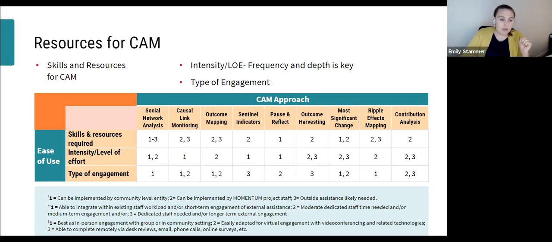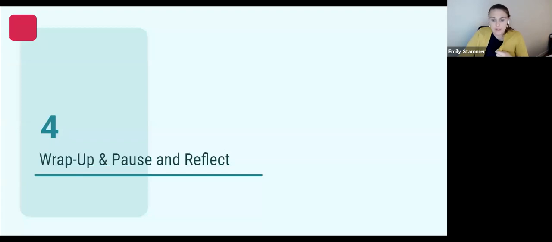So very quickly, when we talked about the resources needed for CAM, Lucy included this table in the report, which I think is really useful. I'm not going to spend much time on this, but it's basically, when you are planning for CAM, these are some things you really need to take into consideration: the skills and the resources needed, the intensity, the LOE required, and the type of engagement. So with that, I am going to close my session. Let's go to the next slide. We're going to do a wrap up quickly and then do a little pause and reflect. So next slide.